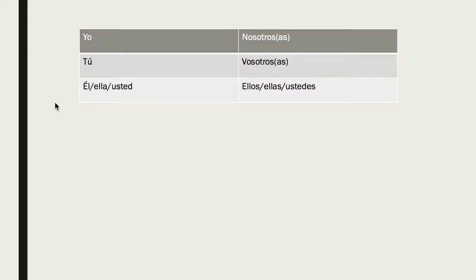Let's start off, we will learn about the different subjects in Spanish. So the subject of a sentence is the person that does the action. Therefore, in the sentence, I run, I is the subject. In the sentence, they walk, they is the subject. Spanish does the same, except there are more categories of subjects.